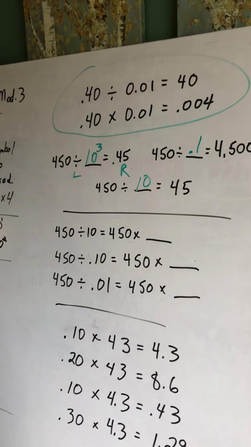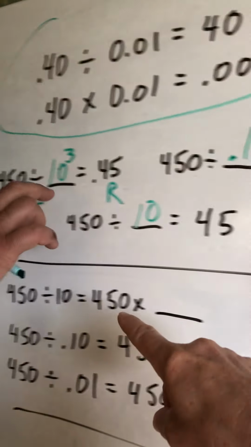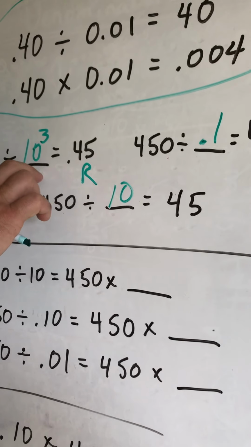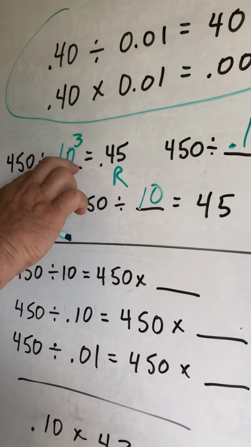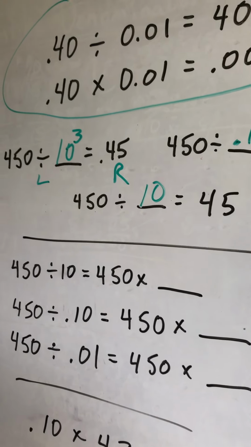So is it okay for them to put 10 cubed or 1,000? Yeah, this is either or. I didn't have much space, so I did 10 to the 3. But if they want to put 1,000 for understanding's sake, that's fine. Good. Either answer is okay.